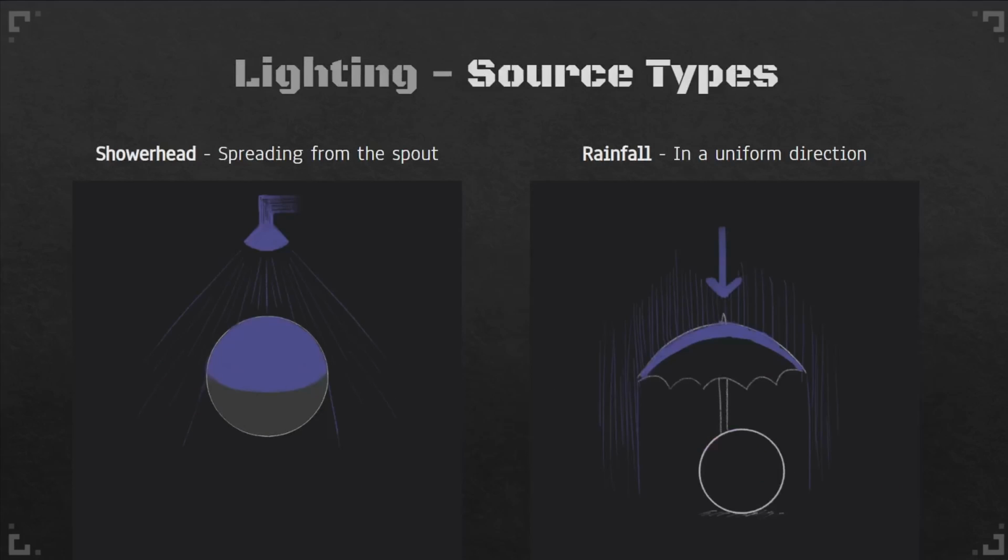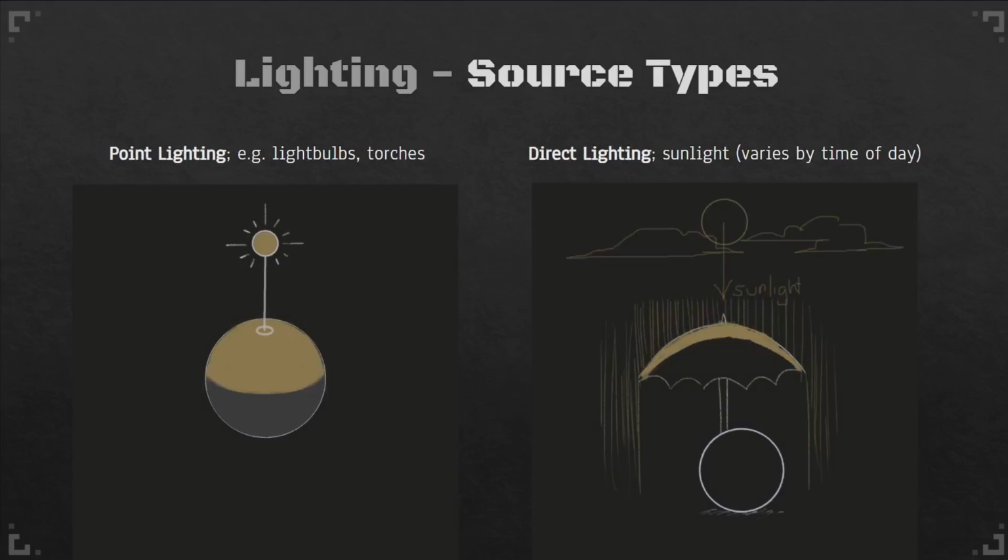You might also consider the source types that you might be using. The shower head was more like spreading from the spout, going in multiple directions, whereas rainfall might be only going in a single direction, right? Just maybe downwards or at a bit of an angle. You can idealize that into the sort of lighting.